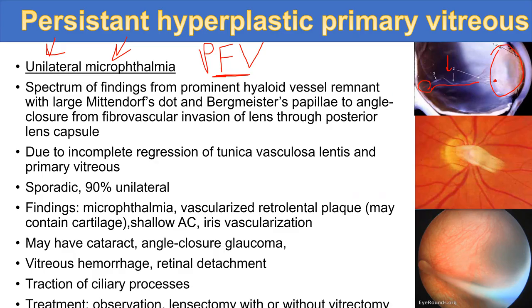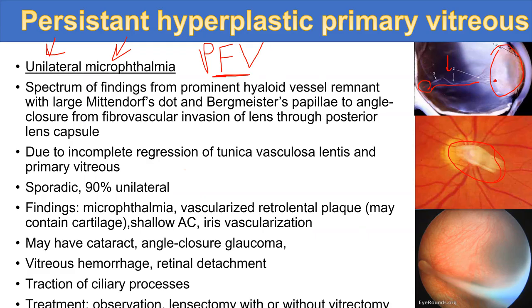It could be that the whole system is persistent, or only a part of the system is persistent. The distal end of this system is called the Bergmeister papilla. It is like a tissue present at the optic disc. It looks like a pterygium, and this will be the most distal end, and the most proximal end will be what's called the Mittendorf dot. We will talk about it in the lens section.